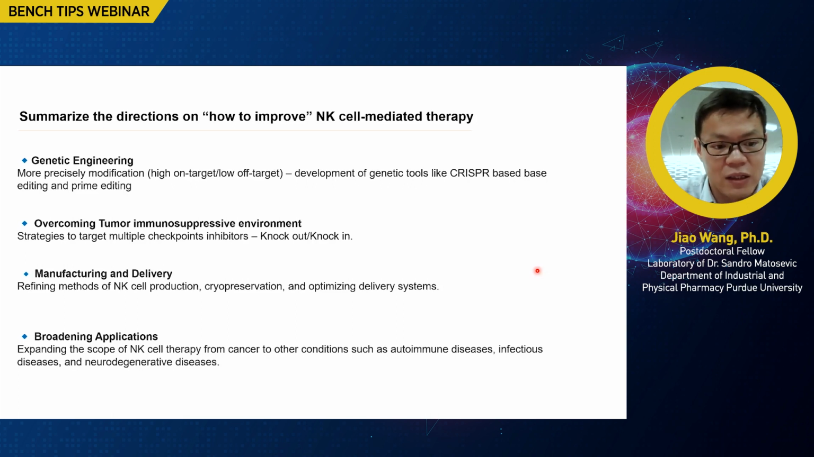The third part is manufacturing and delivery. How to refine methods to increase NK cell expansion, production, and also cryopreservation, and then optimize the delivery system, which finally makes these NK cells available to more patients in an economic way.